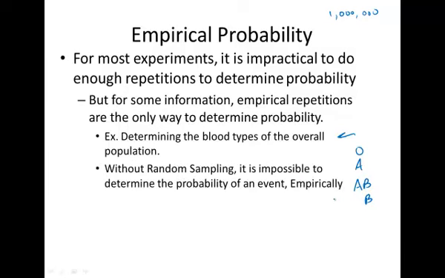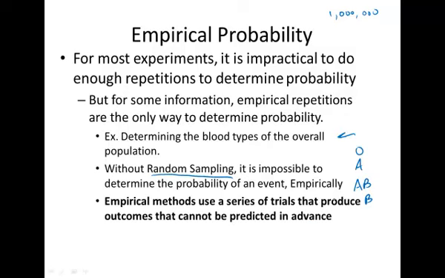So without random sampling, it is impossible to determine the probability of an event empirically. So we have to have a good sampling method, as we've talked about before. Empirical methods use a series of trials that produce outcomes that cannot be predicted in advance. So when you hear the word trials, hopefully you're thinking of drug trials, for example. When a company wants to have a drug approved by the FDA, usually, as far as I know, it has to be done scientifically, usually a double-blind experiment, and so on and so forth.